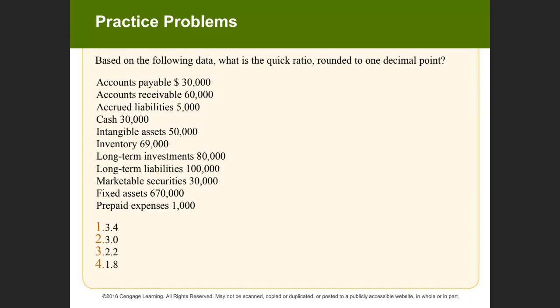Based on the following data, what is the quick ratio rounded to 1 decimal point? So we're going to calculate what our quick ratio is, and then we're going to round that to 1 decimal point. And the quick ratio measures our liquid assets.